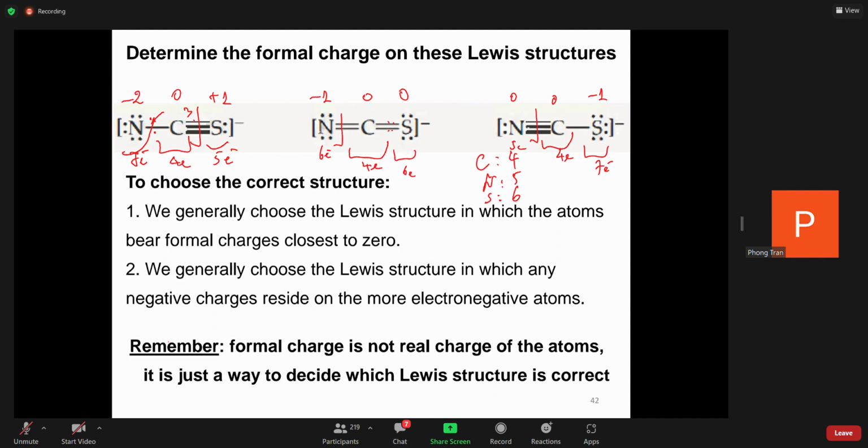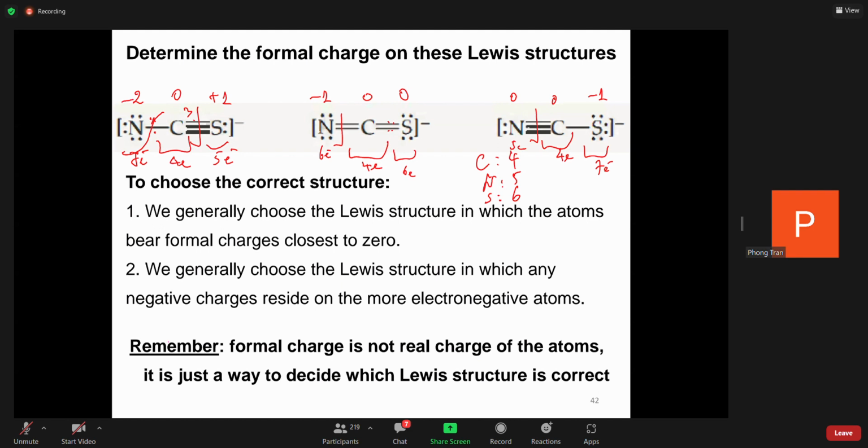Now, you know the formal charge of each atom in the three Lewis structures. How do we choose the correct structure? We generally choose the Lewis structure in which the atoms bear formal charge closest to 0. So in the first structure, you have formal charges of -2 and +1. In the second one, you have a formal charge -1. And in the third one, you have a formal charge -1. Other atoms have a formal charge 0.